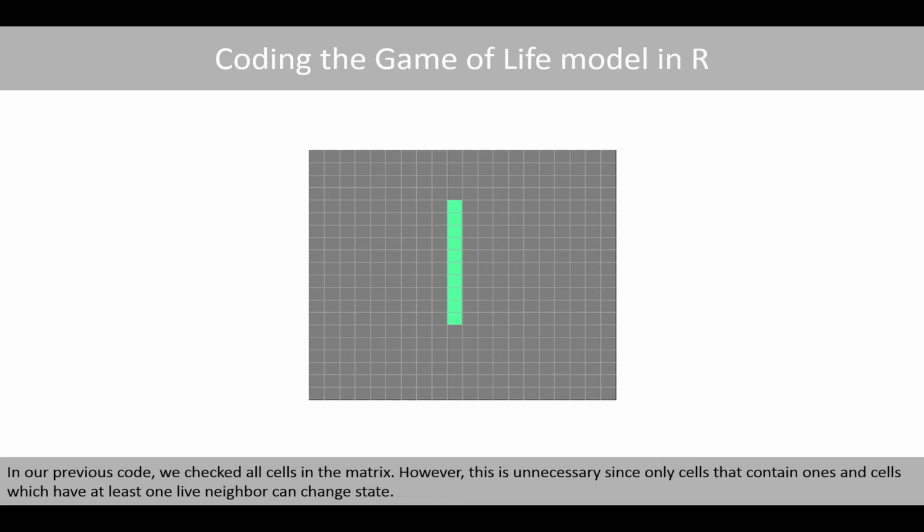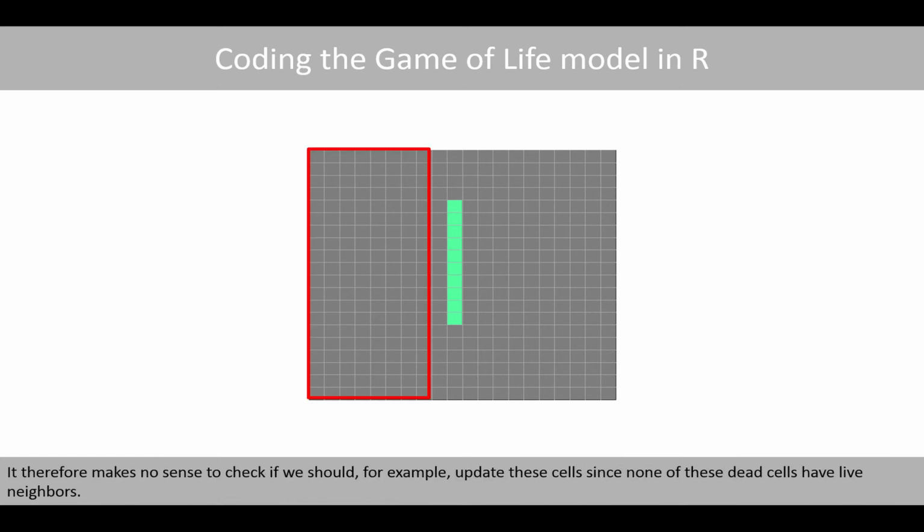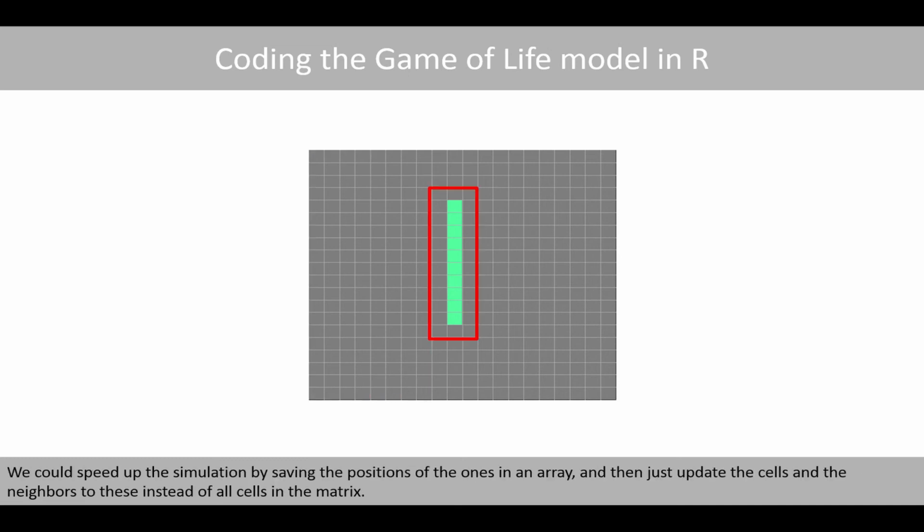In our previous code, we checked all cells in the matrix. However, this is unnecessary, since only cells that contain ones and cells that have at least one live neighbor can change state. It therefore makes no sense to check if we should, for example, update these cells, since none of these dead cells have a live neighbor. We could speed up the simulation by saving the positions of the ones in an array, and then just update these cells and their neighbors instead of all cells in the matrix.